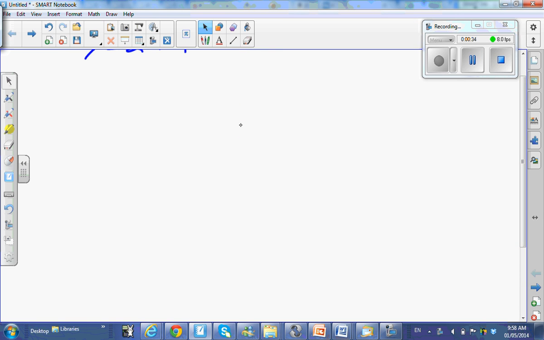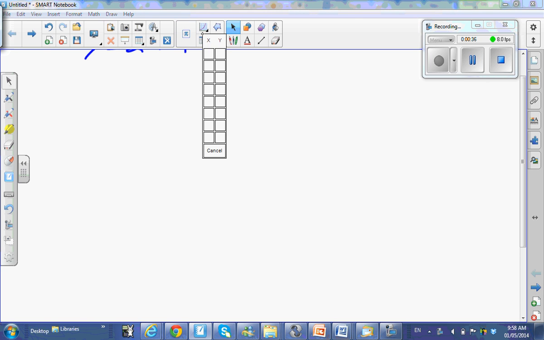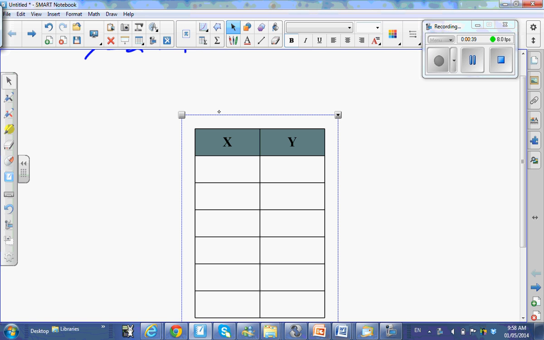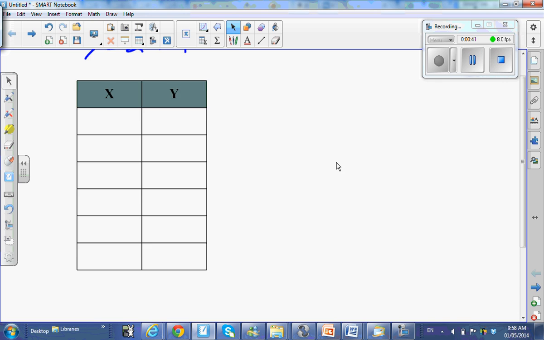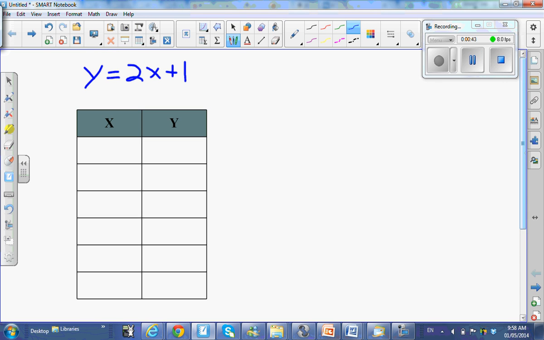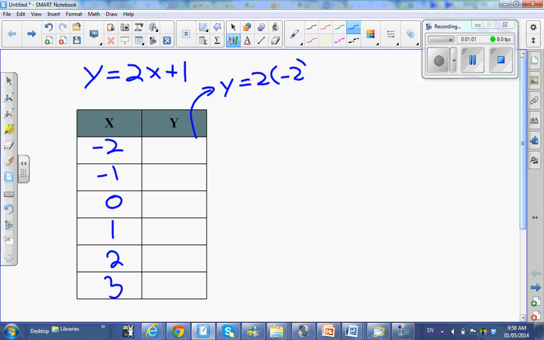I can do better than that. I can actually select the table from here. Okay, so we can pick anything we want for the x's. I usually pick maybe one or two negatives, so -2, -1, 0, 1, 2, 3. And now we're going to plug into the actual equation. So for the first one, we would go y equals 2 times -2 and then add 1. So I'm going to get y equals -4 plus 1, y equals -3.